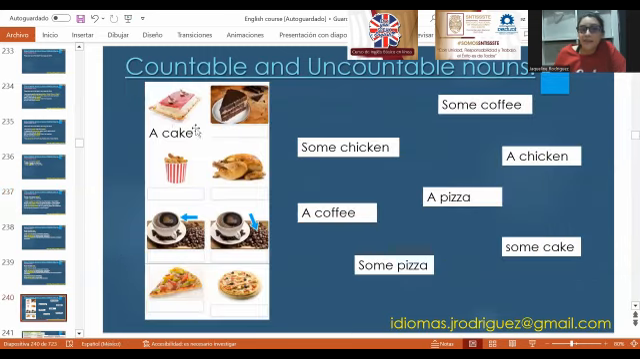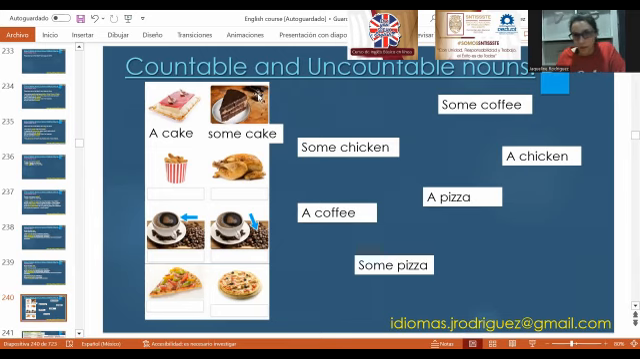Okay, so this is a cake and this is some cake. Estoy comiendo algo de pastel. I'm eating some cake. Okay, ahí puede ser una rebanada, puede ser más grande, más chica o etcétera, ¿no? Pero no estoy especificando la cantidad. Si digo a cake, entonces sí, es un pastel.